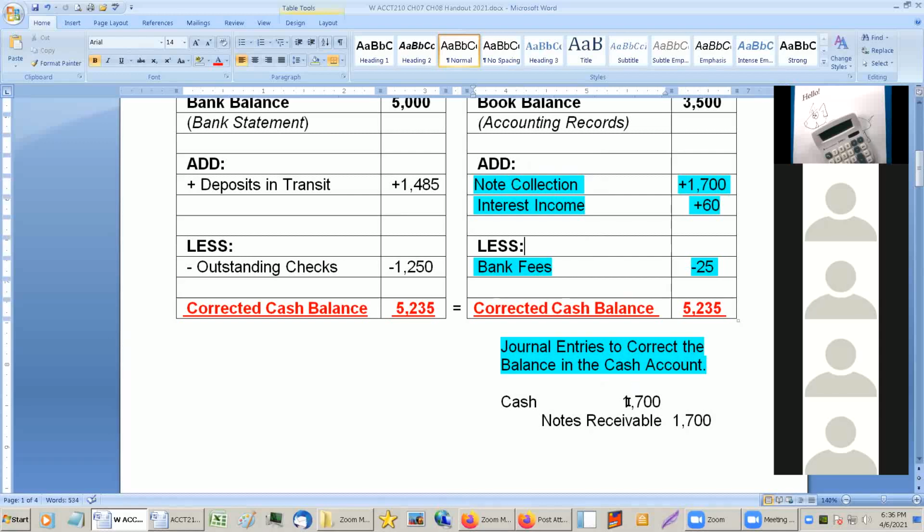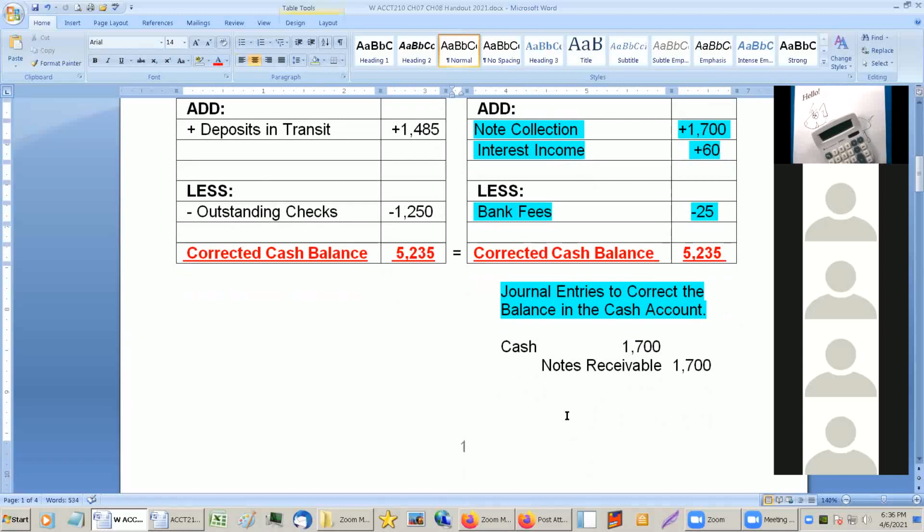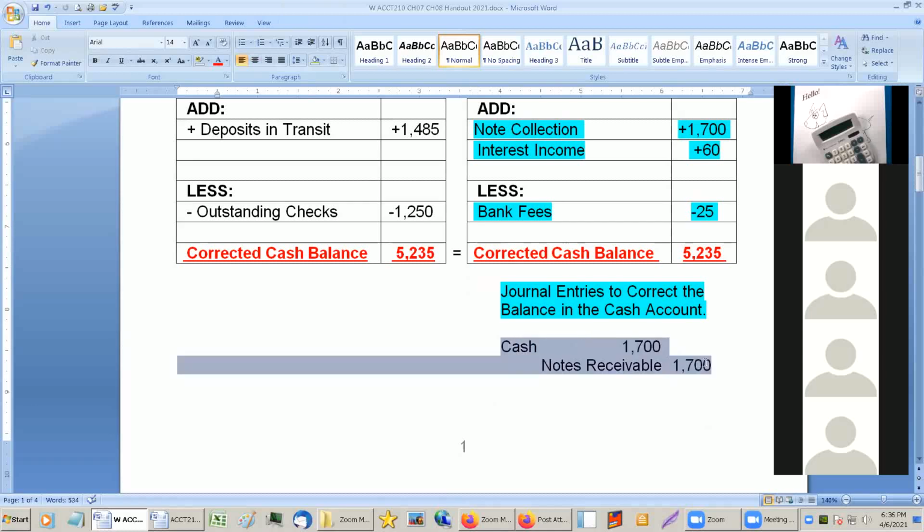So that would take care of this. That would put this on the books. So this would be an asset increasing. And do this with cash, interest income, bank fee expense, cash, whatever it is. For each one of these, you would go through and make a journal entry for it to adjust the cash to whatever the corrected balance is. So each one would have a separate journal entry.